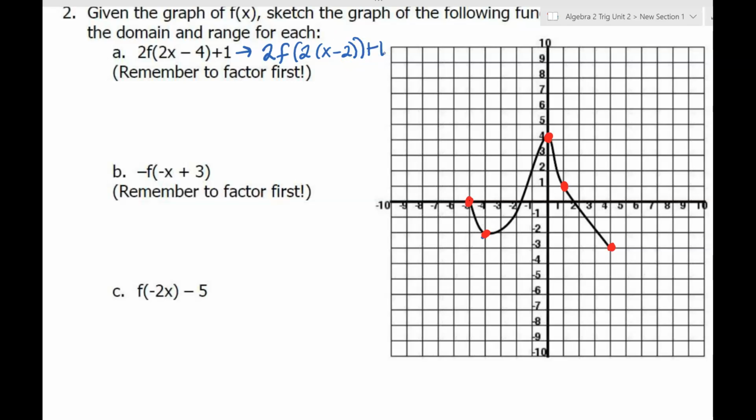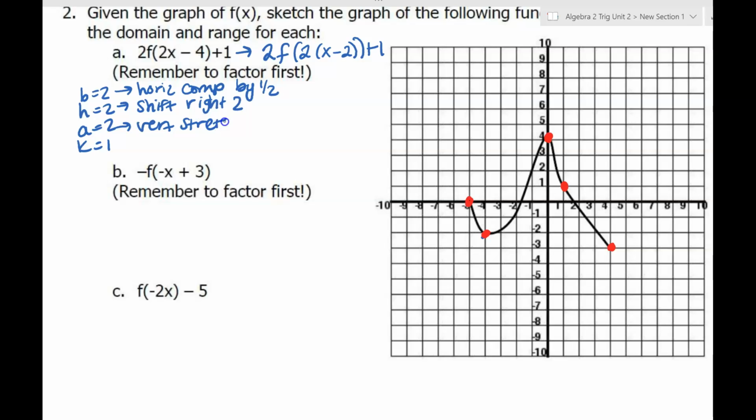value. So you see a B of 2, an H of 2, an A of 2, and a K of 1. So the B of 2 is a horizontal compression by 1/2. The H of 2 is a shift right 2. The A of 2 is a vertical stretch by 2. And the K of 1 is a shift up 1. So remember, we do our stretching and compressing and reflecting before we do any of our shifting.